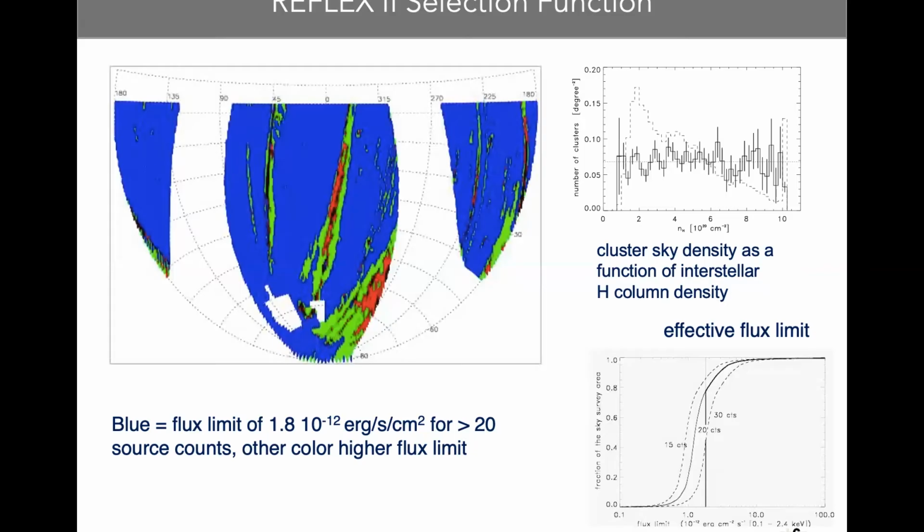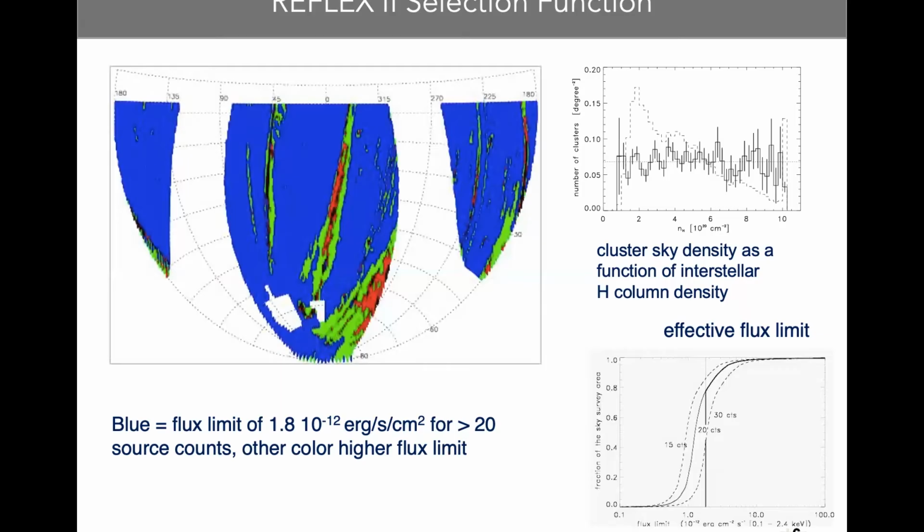We cut here, we throw the clusters with low fluxes away when we are not complete in following them up. And for a little part of the sky, we don't reach the flux limit, but that is well quantified, and we can put that in the selection function, and we can account for that.